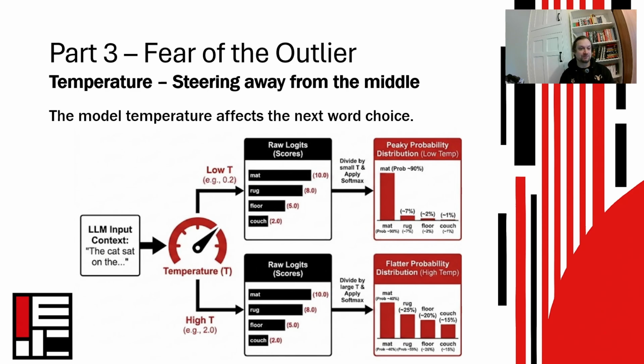If you have a low temperature and you apply the softmax function to 10, 8, 5, and 2, you're likely to get mat maybe 90% of the time. But if you adjust the temperature to a little bit higher, your raw scores will stay the same, but the probability from your softmax function will change. For example, here we see mat and rug closer to their actual distribution within the raw logit scores. We can control this, we can define this, and we can use this as a tool.